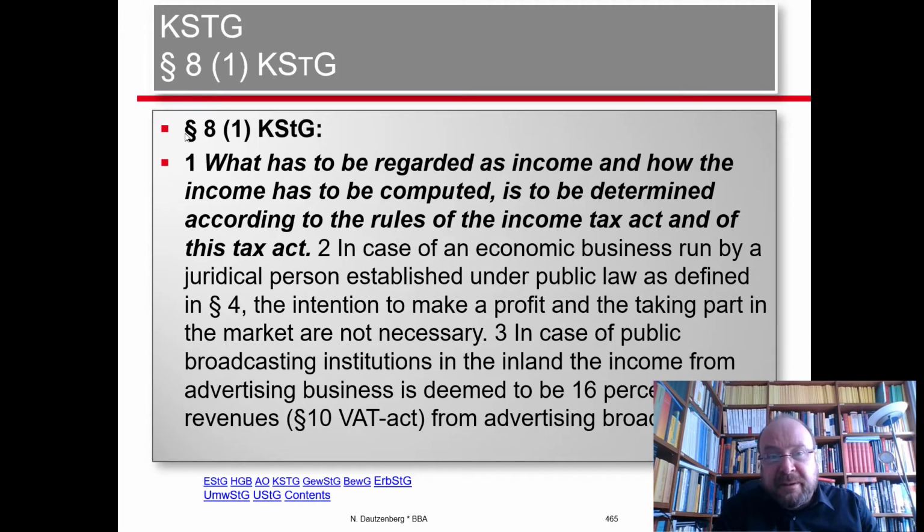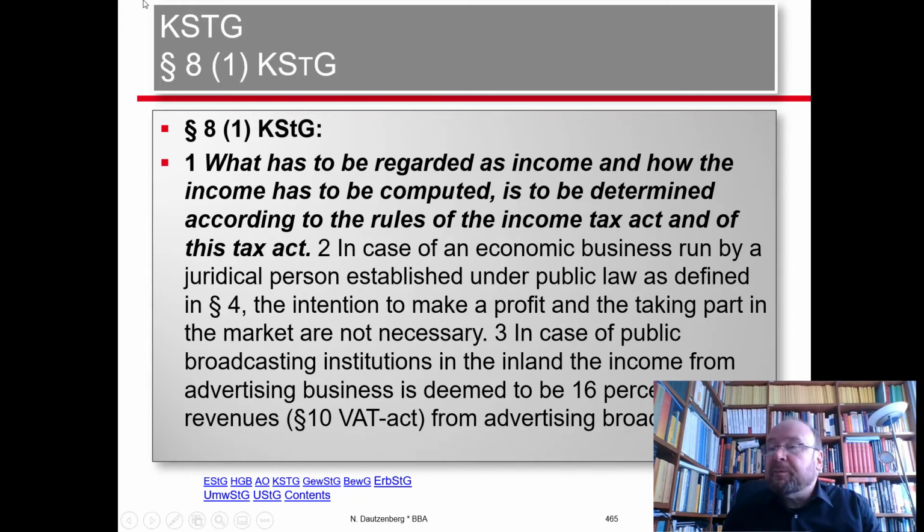Naturally, if there is a deviating rule, a special rule for a specific problem in the KStG, which modifies the rule of the EStG, then naturally also the rules laid down in the KStG must be taken into account, and naturally then they take prevalence over what is stated in the Income Tax Act, because you don't make a deviating rule or an additional rule in the KStG if you want it to be ignored. That cannot be the wish of the legislator.